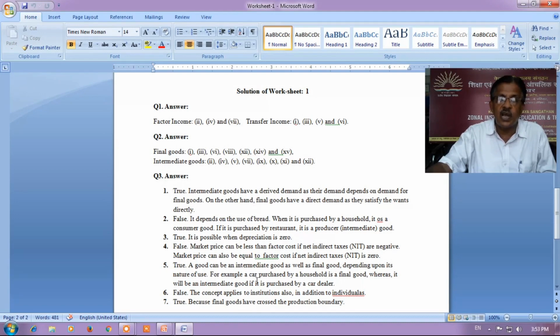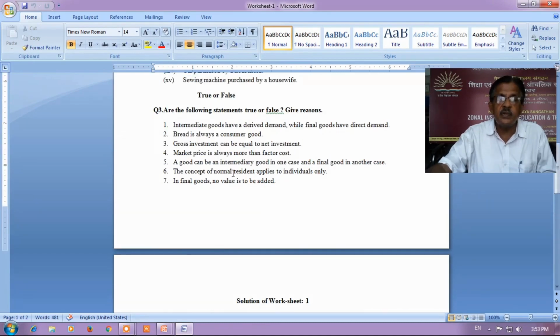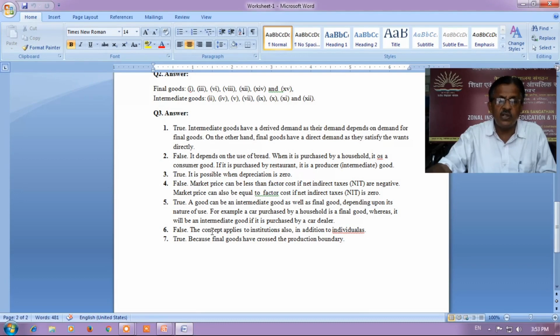of use. For example, a car purchased by a household is a final good, whereas it will be an intermediate good if it is purchased by a car dealer. Then number 6, the concept of normal resident applies to individuals only. So it is not correct. That is false. The concept applies to institutions also in addition to individuals.